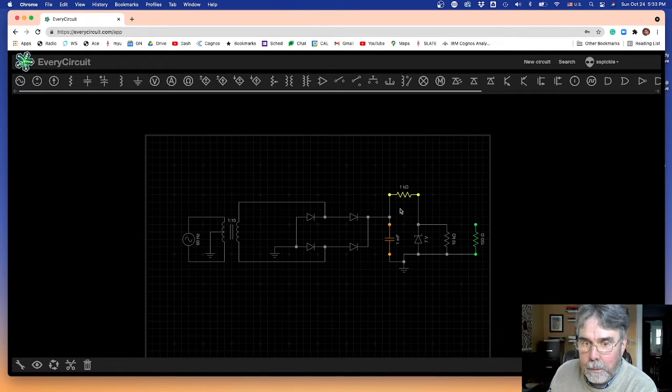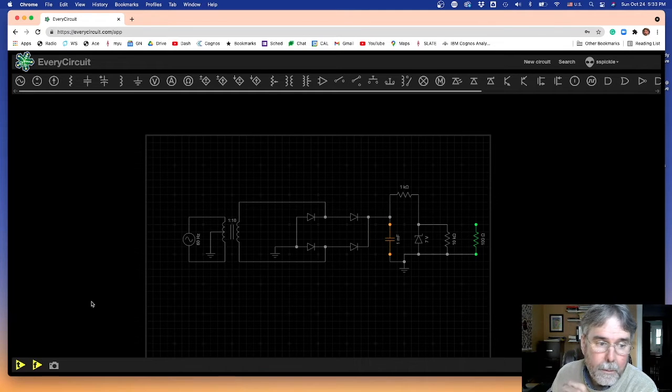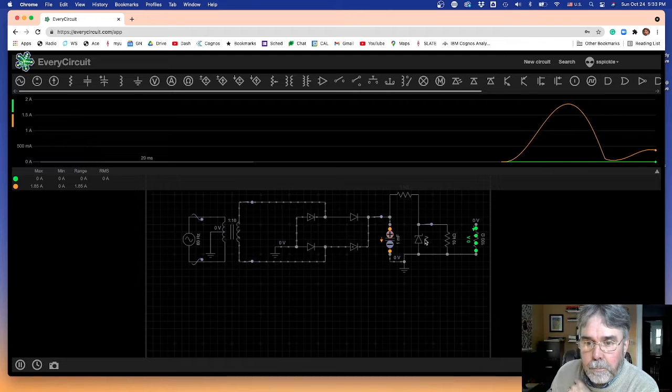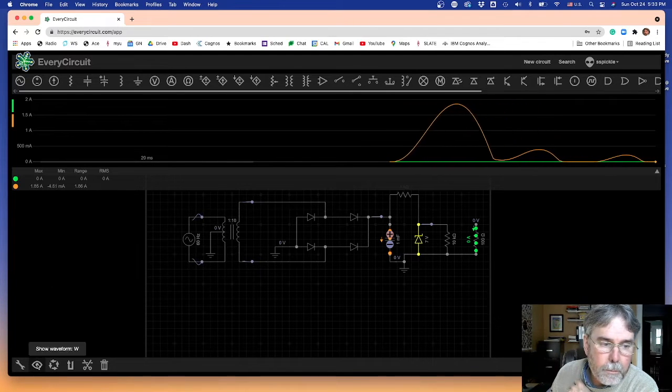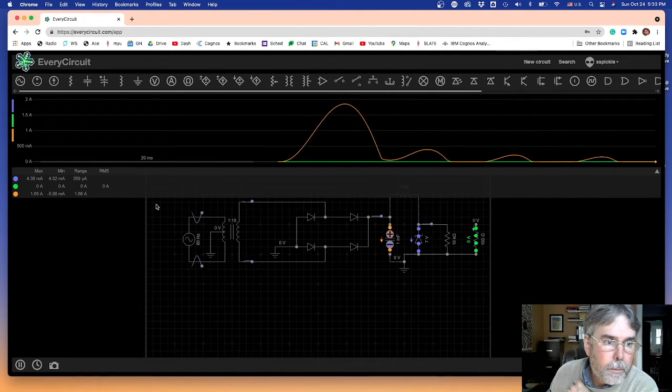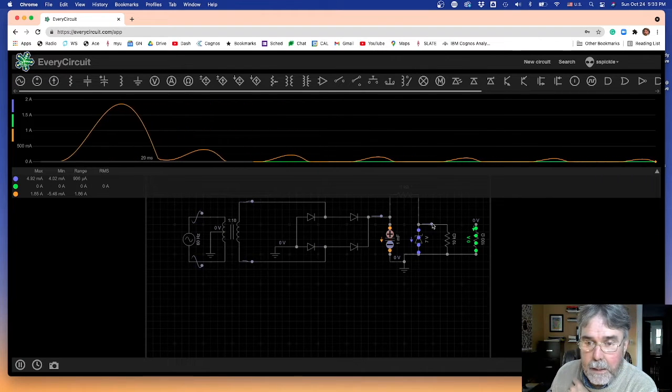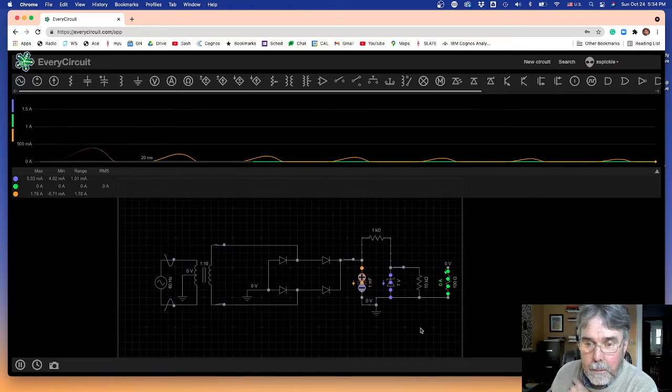And then here I've got 12 volts, right? 7 volts, so that's going to be 5. I want 5 milliamps, so 1K, that'll be about right. Let's go ahead and run that. Let's watch the current through the Zener. Okay, 4 milliamps, 4.6, something like that. That's sort of what I was expecting.